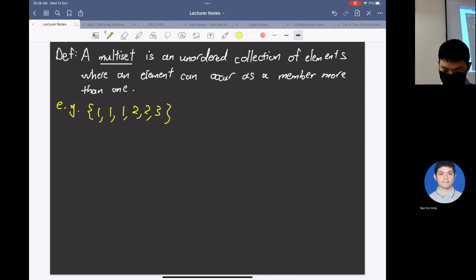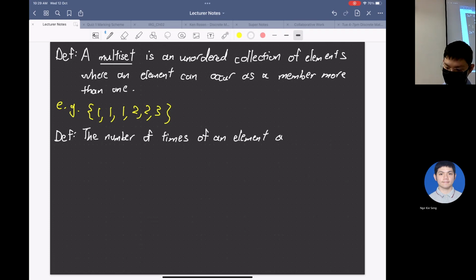Okay. So next, we need to tell you what is the multiplicity. So the number of times of an element appearing in the set is the multiplicities.